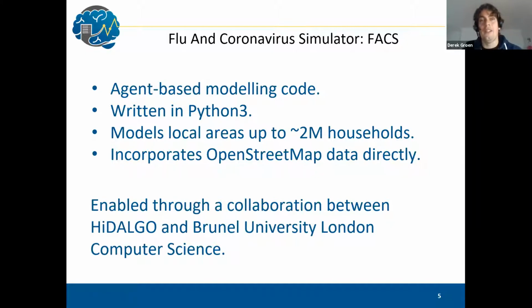As I mentioned before, FACS incorporates OpenStreetMap data directly into the code using several extraction scripts. Which is largely automated, but OpenStreetMap can have annotation bugs, and those you may have to iron out when you load the location graph.